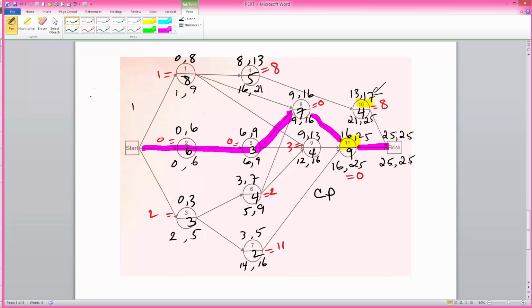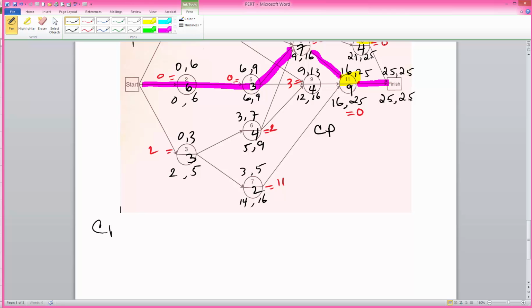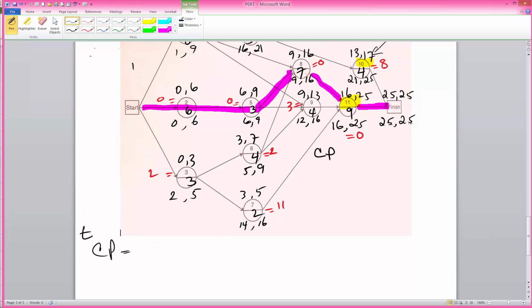Accordingly, we compute the critical path. I can compute the time for the critical path, which is comprised of activities 2, 5, 8, and 11. Adding those times up for those activities, I get 6 plus 3 plus 7 plus 9, which gives me 25. So the average time to complete this project is 25, which is indicated with our forward pass calculation.